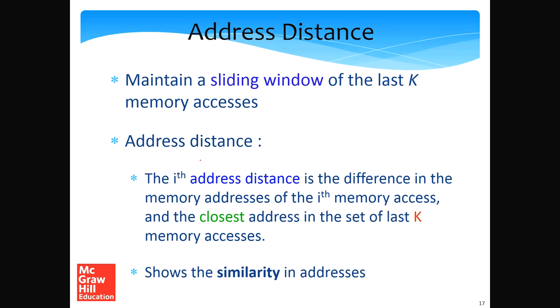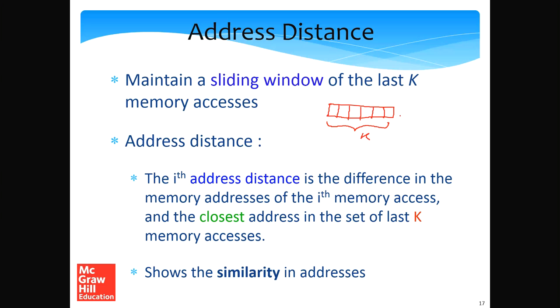To quantify spatial locality, let us define a term called address distance. Let us maintain a sliding window of the last k memory accesses, which means the last k memory accesses that a processor saw. Let us just maintain them, right? The last k accesses.